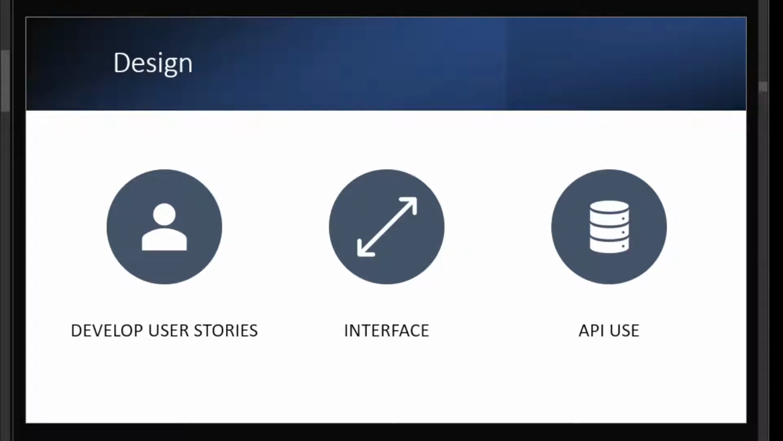Designing, so developing user stories. This is basically saying how a user is going to access. You're going to make a story of how the user is going to interact with the application and what they should expect. And this will give you an idea of what your application should look like for the user in the end. So we have to develop user stories. We have to design the interface. What is the interface going to look like? What do we want it to look like? What colors? All these other things that are important. And then, of course, how are we going to make calls using APIs? What APIs are we going to use? So API use is an important portion of designing.